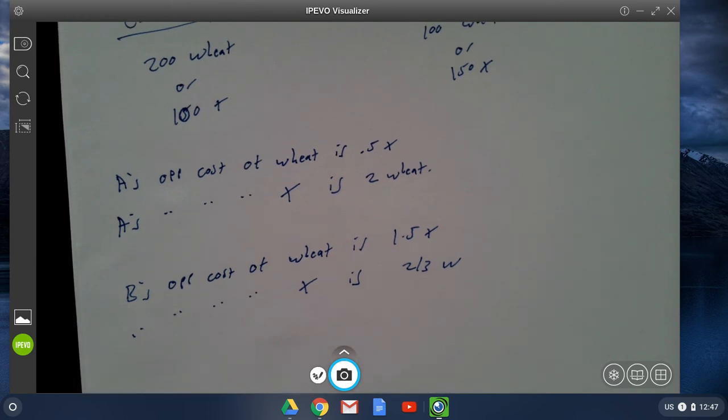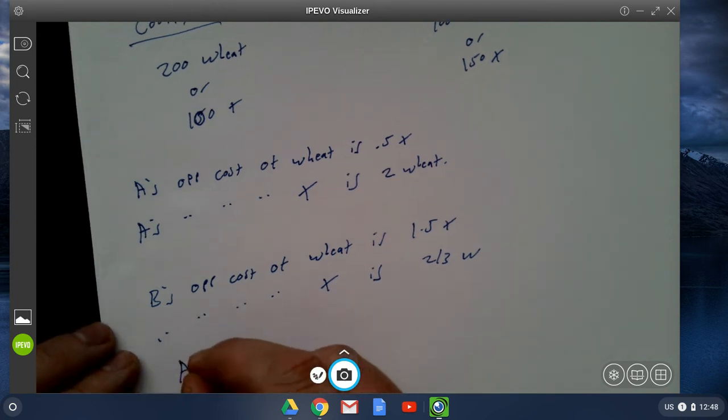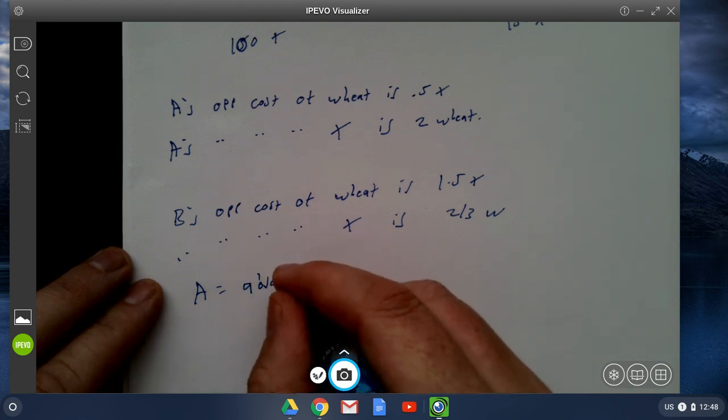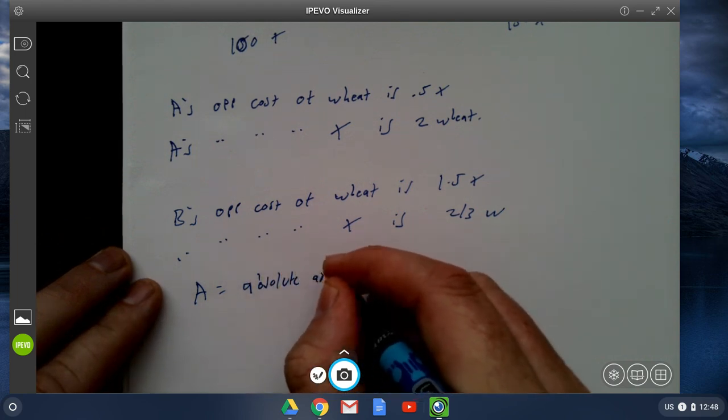Okay, so now the next step. So we just look at this and we think, well, who can make more? Absolute advantage is easy. Absolute advantage is just who can make more of the good. So we're looking at this. Country A can make 200 bushels of wheat, while country B can only make 100 bushels of wheat. So A has the absolute advantage in wheat production.